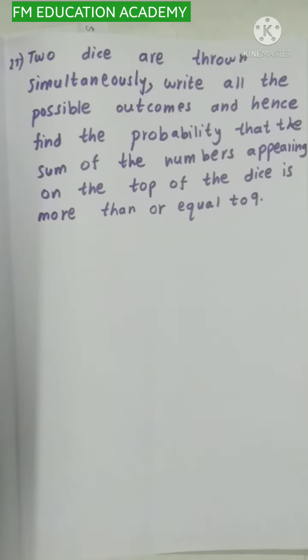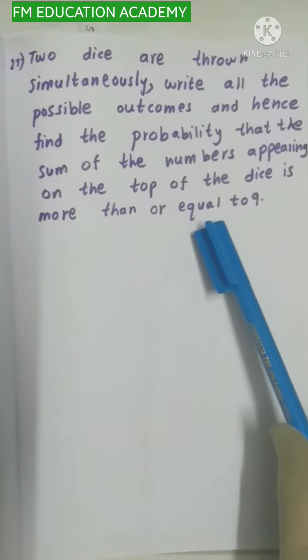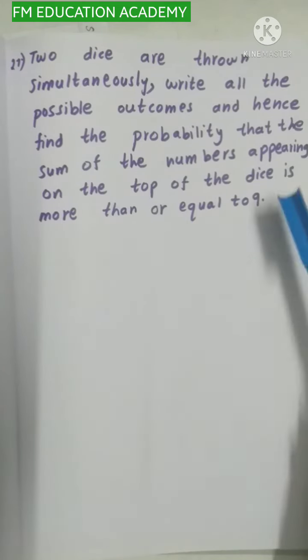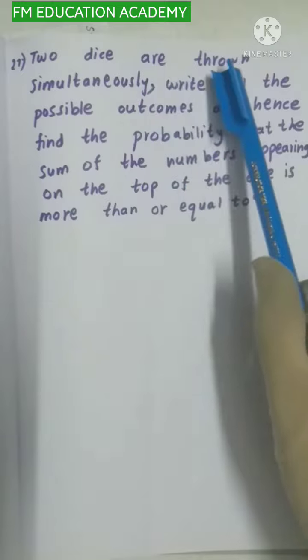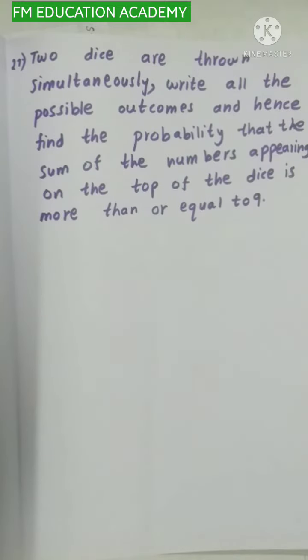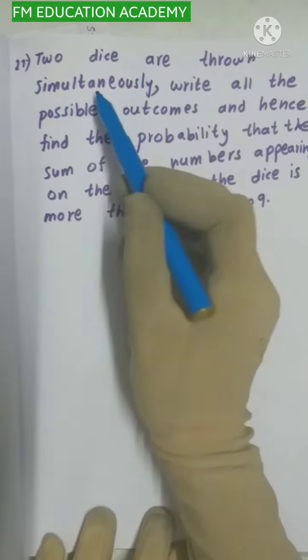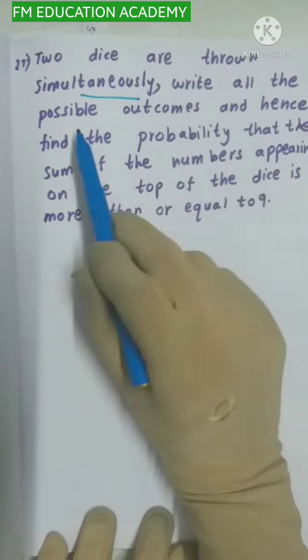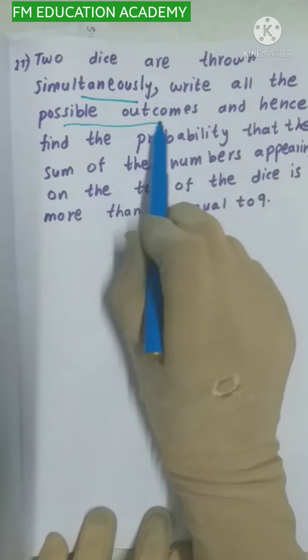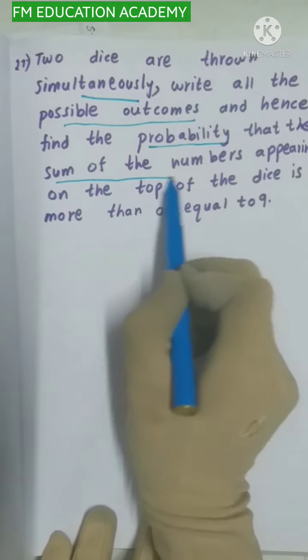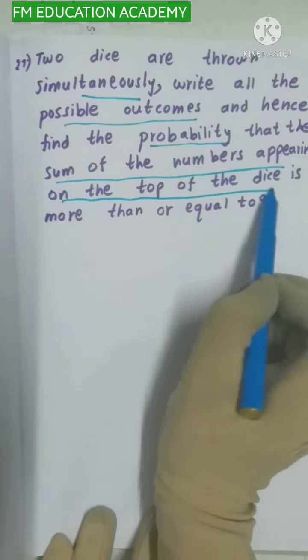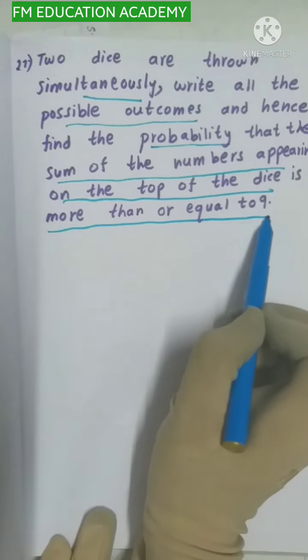See, we have a similar triangles construction question now, but before that we'll do the 27th question first. It is also an 8 marks question, and we'll do the similar constructions in the last of the video. So the 27th question is: 2 die are thrown simultaneously. It means that we are going to throw 2 die at the same time. We have to write all the possible outcomes, and hence find the probability that the sum of the numbers appearing on the top of the die is more than or equal to 9.